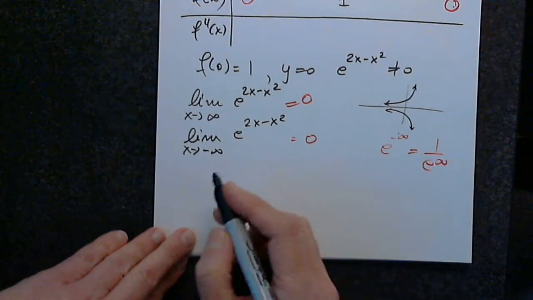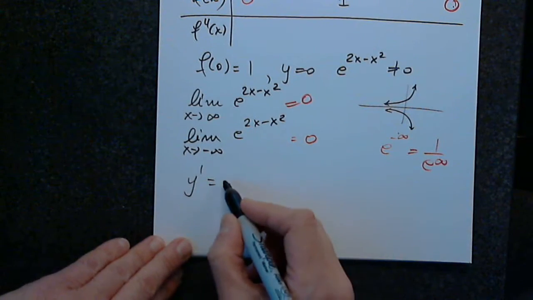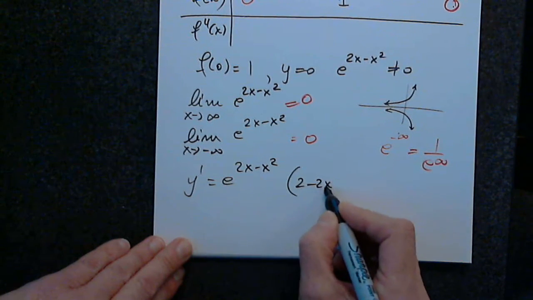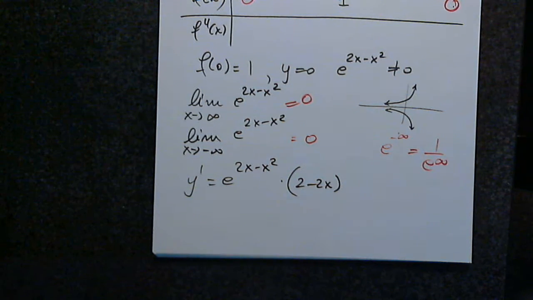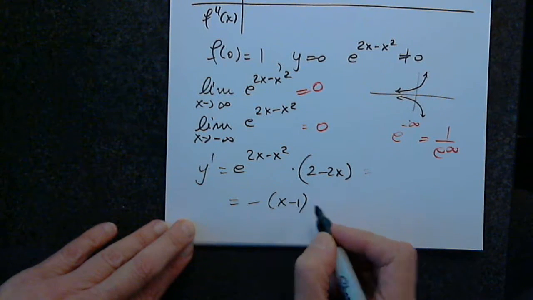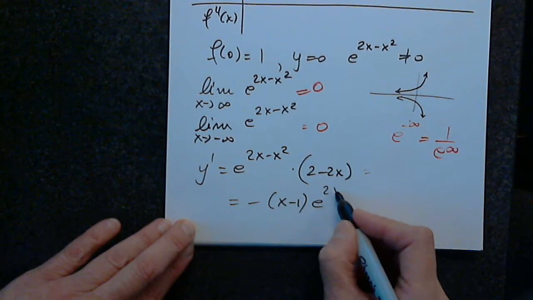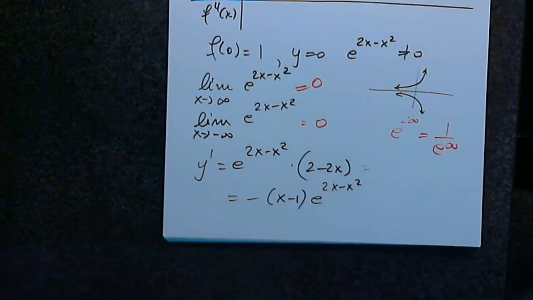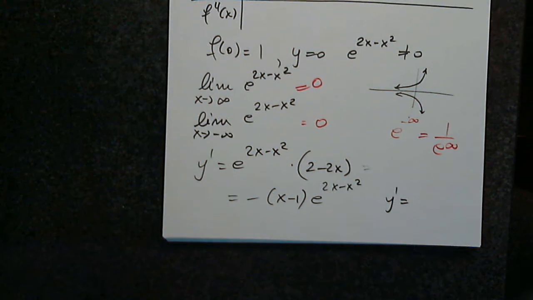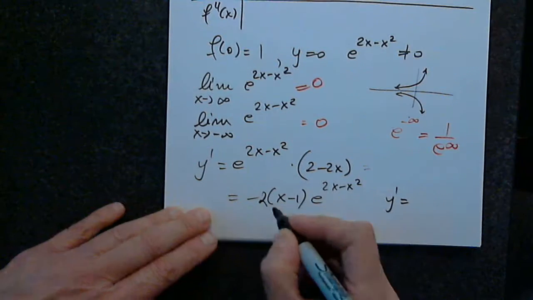So now I move on to the first derivative. So it's e to 2x minus x squared times 2 minus 2x. Or better for now, negative 2 times x minus 1 times e to 2x minus x squared. I factor out negative 2. So now I know that y prime... So you don't need the negative 2 anymore once you factor it out.